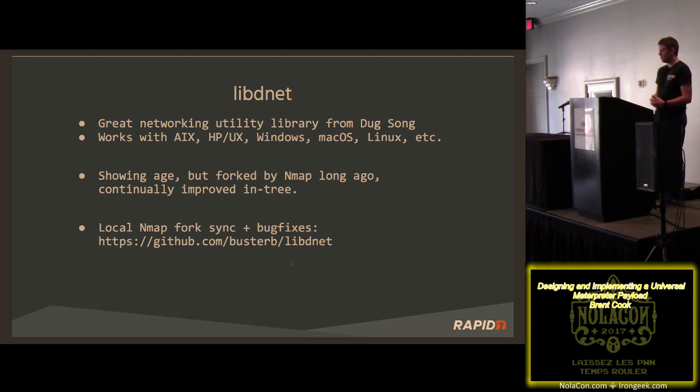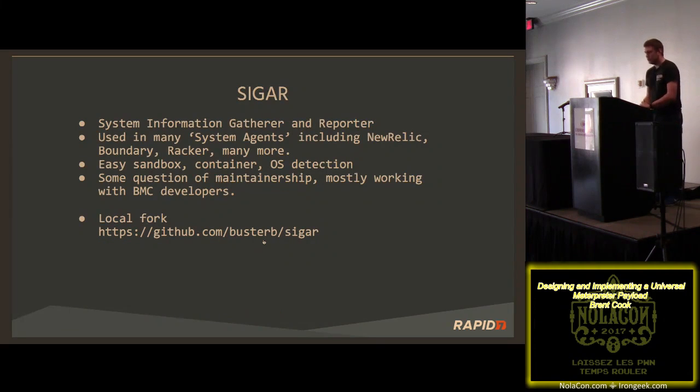libdnet. This is something I carry with me everywhere I go. Dug Song wrote it, and about 2004 was the last update. But a lot of projects use it. If you ever looked inside the source code of Nmap, it has an embedded copy of libdnet. And libdnet lets you do all kinds of interesting networking stuff from a very small library, maybe 50K bytes of code. You can do things like packet captures, routing, ARPing, all sorts of cool stuff. And again, I've got a fork of it if you're interested in using the more up-to-date version of libdnet.